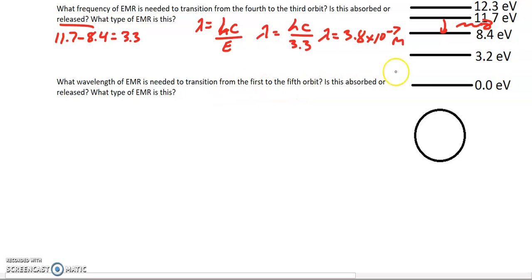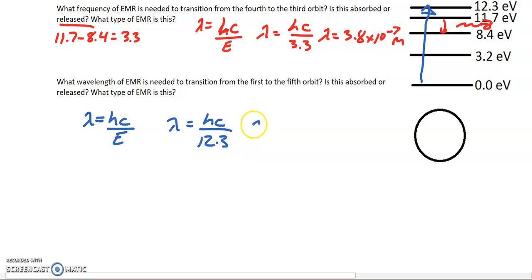So if we're going from the first to the fifth, coming on up all the way here, we've got hc over E. The amount of energy is going to be 12.3 electron volts, and you wind up with 1 times 10 to the negative 7 meters. That's UV light, but again, this is going to be absorbed.